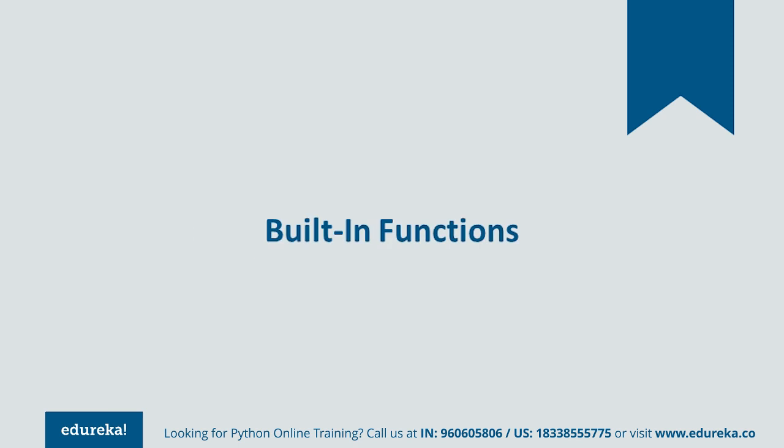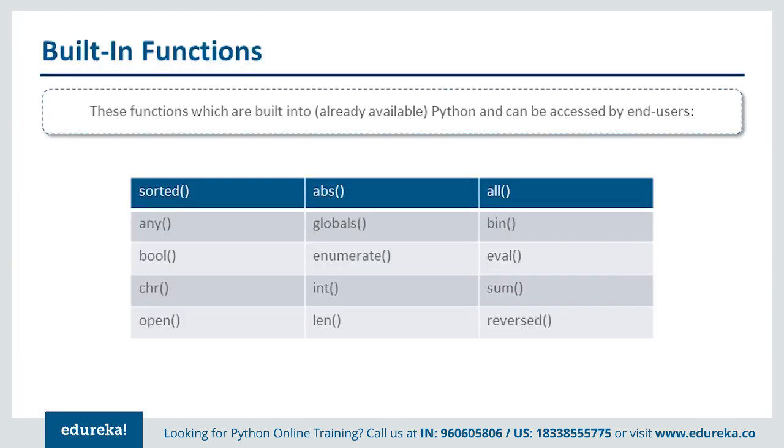Now moving ahead, built-in functions. There are so many built-in functions already available in Python programming, and these can be used by the end users. The whole purpose of using built-in functions is that we don't have to rework the source code. Suppose you want to do some operations, you don't have to write the logic from scratch. There are different built-in functions: sorted, bool, chr, open, abs, globals, enumerate, int, len, all, bin, eval, sum, reversed, and all these are available.